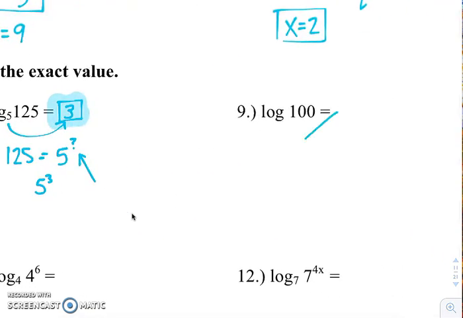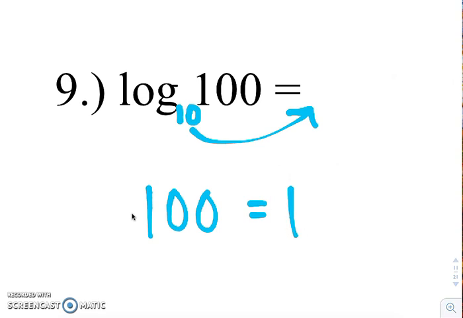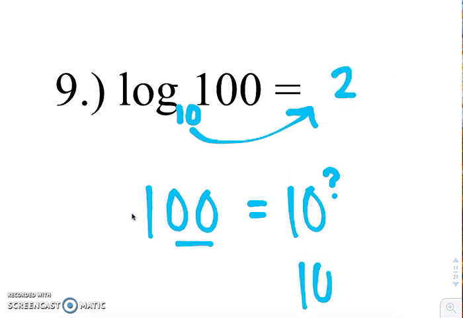So for number 8, remember, if you don't see a base, it is base 10. So that's going to come over. And we're going to say 100 equals 10 to the power of what? Well, 2 zeros, so 10 squared. So log base 10 of 100, that expression equals 2.